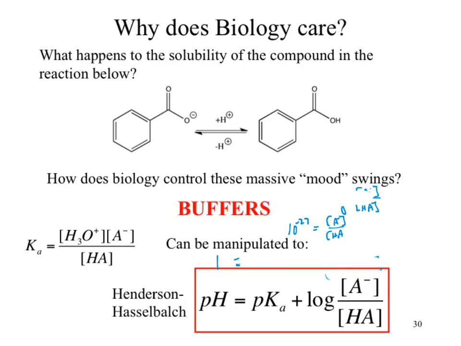What does that mean to us? Is 10 to the minus 27 a big number or a small number? Really, really, really small. What does that mean the relationship is between these two? To get a really, really small number, HA must be massive. Which species should be present? The protonated version or the non-protonated version? Protonated. That's it.